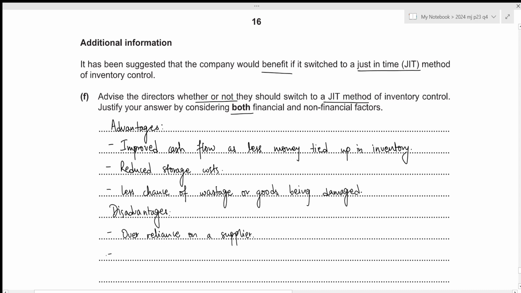Then the second disadvantage is that there will be risk of interruptions to production if there are any delivery delays from the supplier's end. Let's write it down. Risk of interruptions to production if delivery delays.